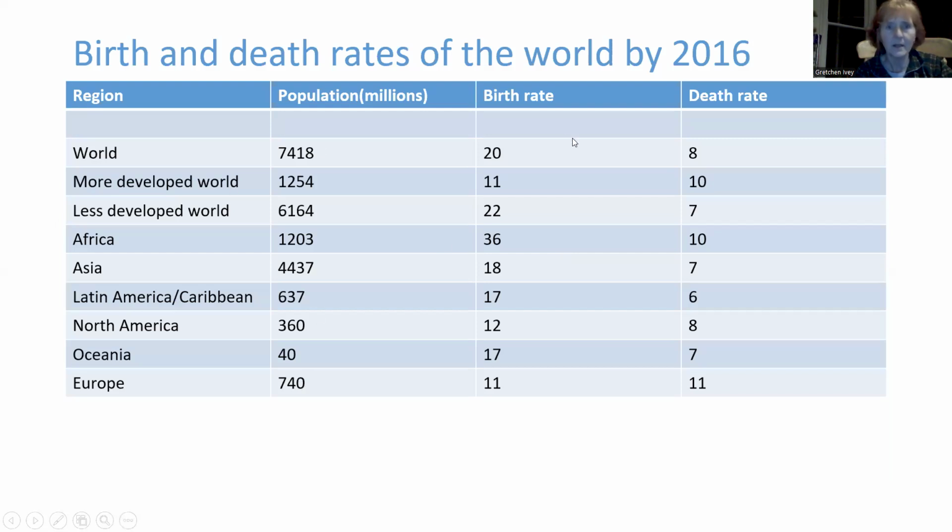Okay, so we've just got some statistics here that you can look at. Birth and death rates of the world by 2016. Per 1,000, you're looking at a birth rate of 20 for the whole world, a death rate of 8. So again, the world population is still significantly growing, but it is tapering off.